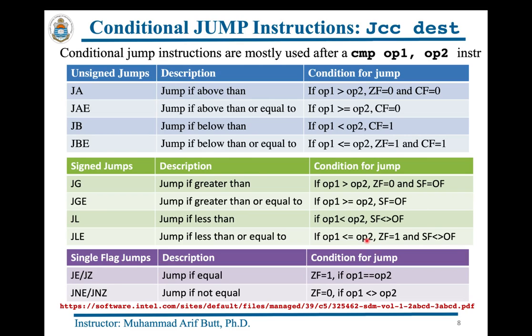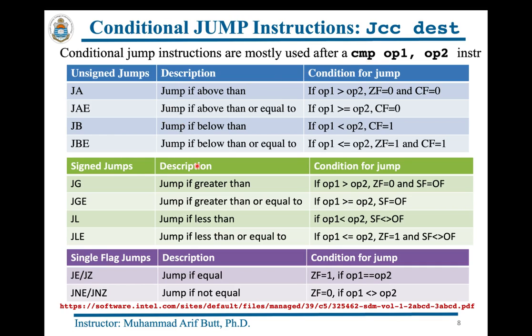Dear students, unlike the single unconditional jump instruction, x86 offers many different conditional jump instructions whose mnemonics start with the alphabet J followed by one or more characters representing the condition code. A conditional jump is mostly followed by a compare instruction which sets or resets different status flags, and based on the value of those flags, the jump is either performed or not.